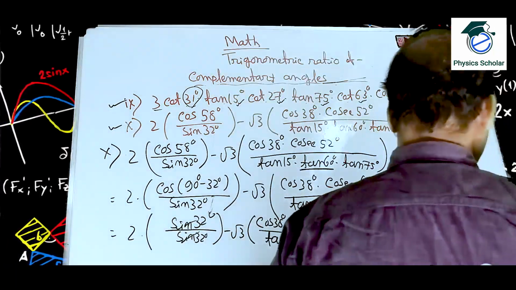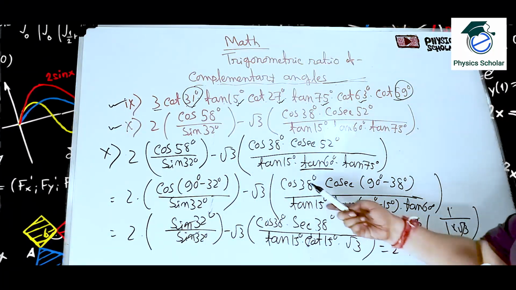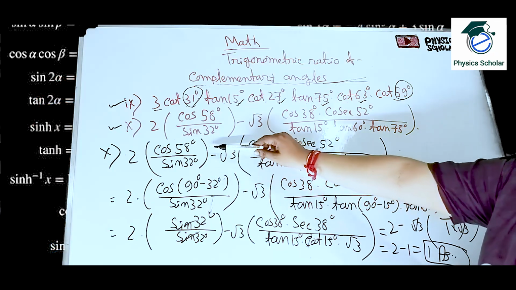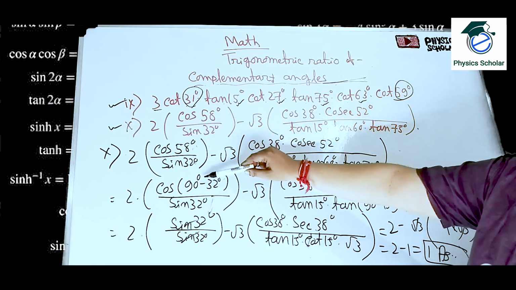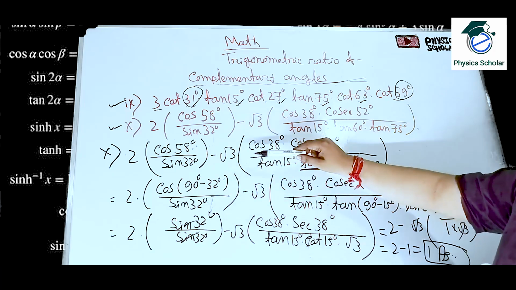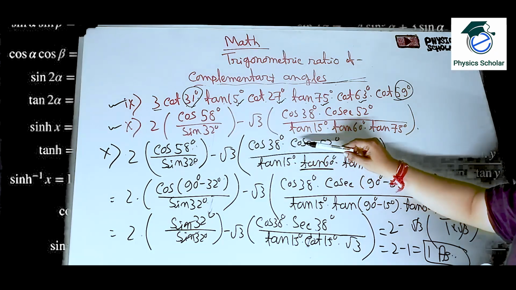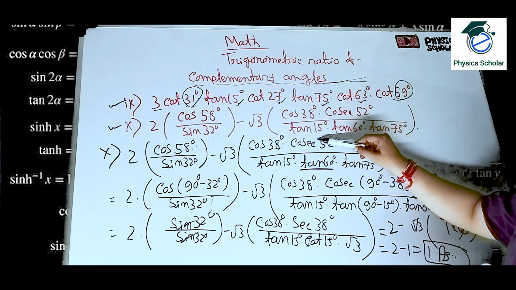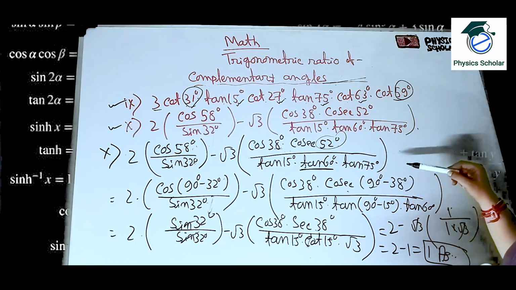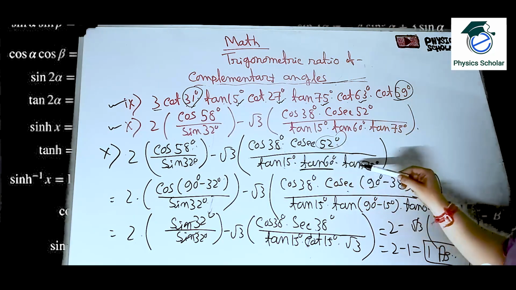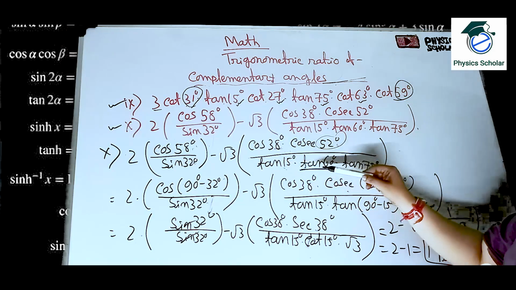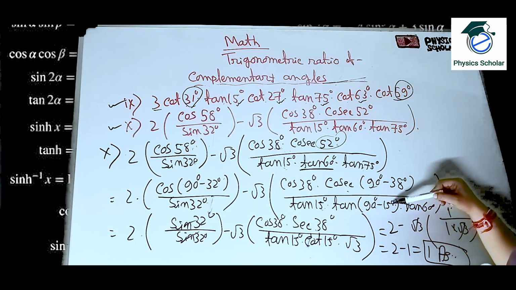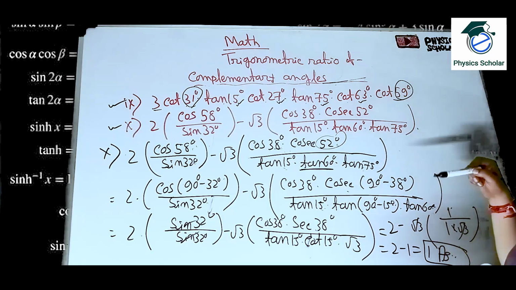So students, you see, cos 58 means cos(90 minus 32). We are changing because these two are complementary angles. So the denominator will be unchanged, and minus root 3 cos 38 into cosec 52. These two angles are complementary, so we are changing this. Cosec(90 minus 38) means 52. Tan 15 and tan 75 are complementary, so we are changing tan 15 to tan 75, meaning 90 minus 15, into tan 60. Tan 60 value we know, root 3.